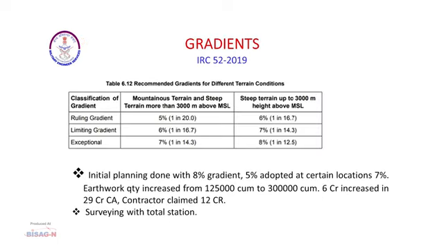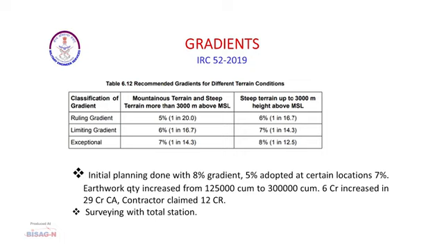The gradients as per IRC 52 2019 say the ruling gradient is 5%, limiting 6%, exceptional 7%. In our work, the initial planning was done with a random gradient of 8% which is not there in IRC. So, we adopted 5% ruling gradient, and at certain locations where the excavation quantities are very high, we adopted 7%, limiting to 100 meter run.